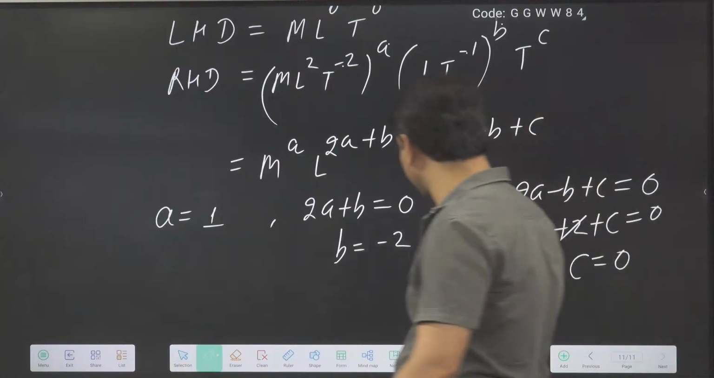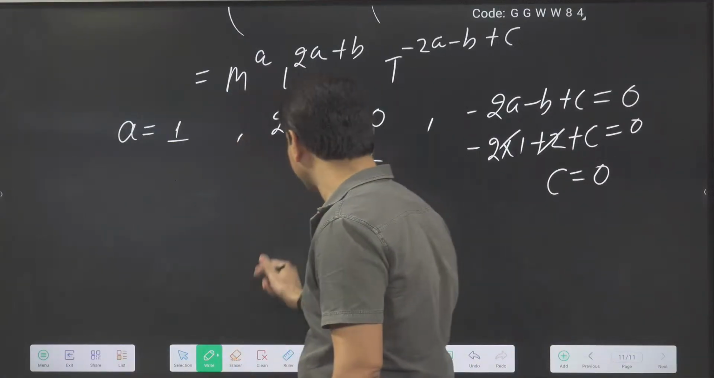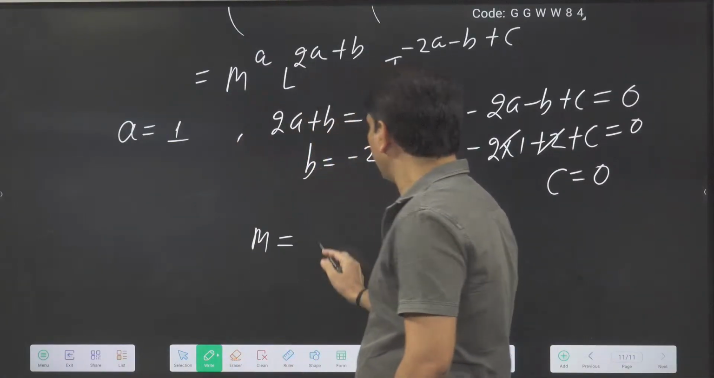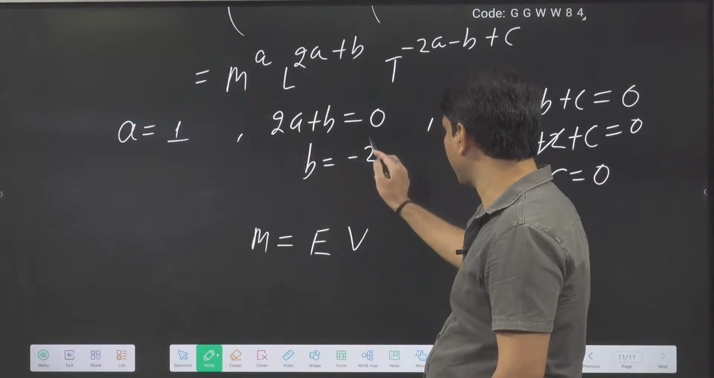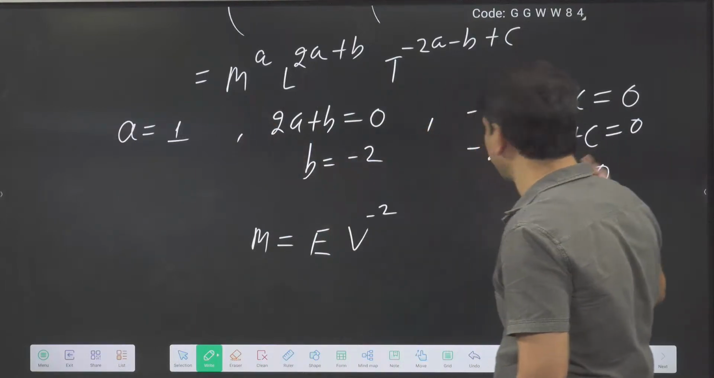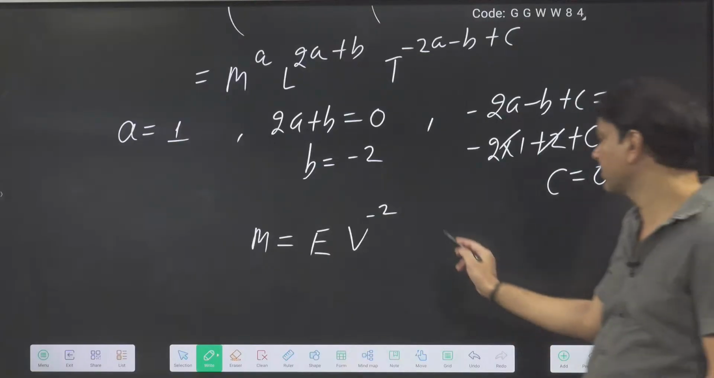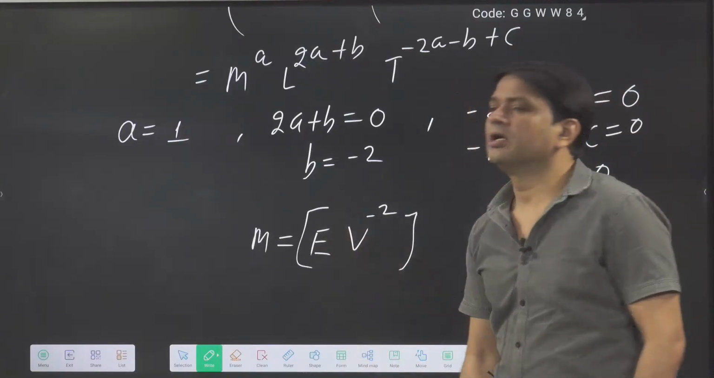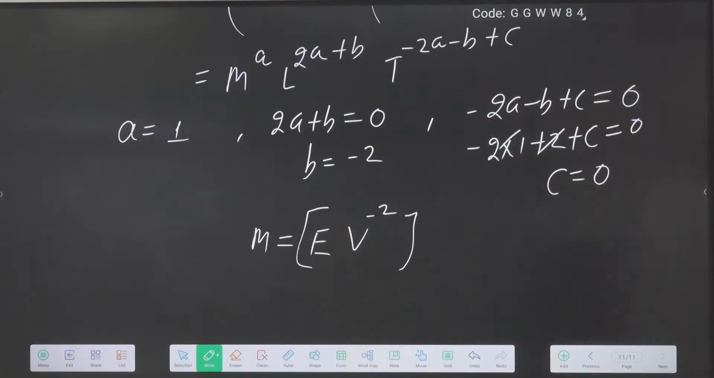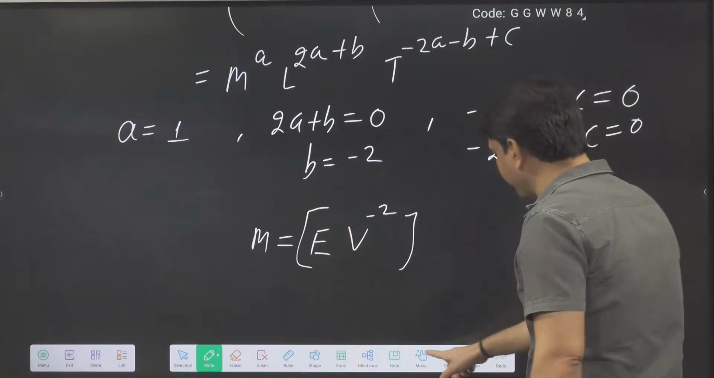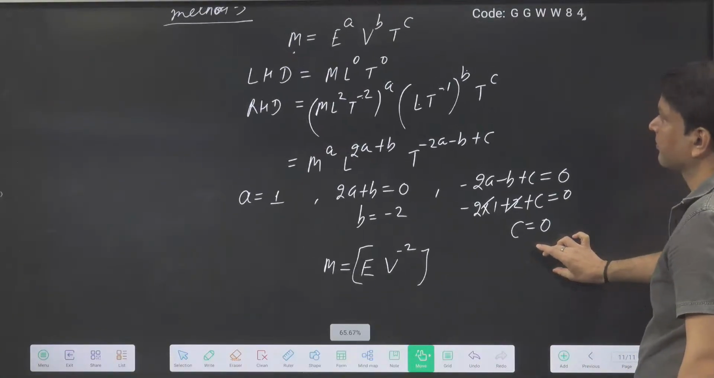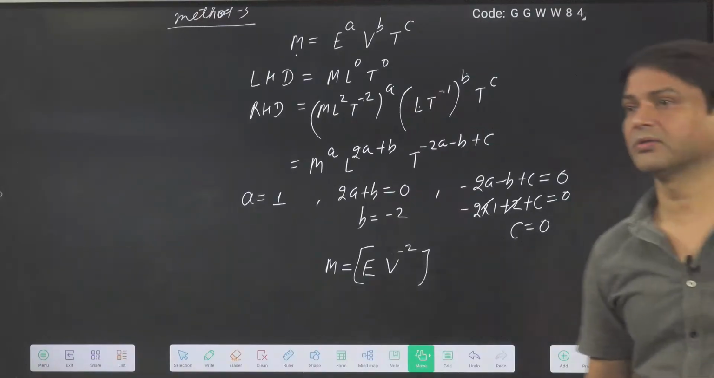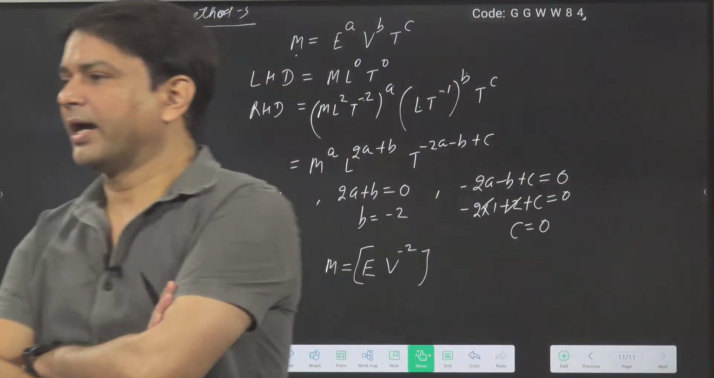Now what is the dimension you got? Dimension of M is energy to the power A, so energy to the power 1, velocity to the power B, minus 2, T to the power 0. So the dimension I got is E V minus 2. Any method you are comfortable with, you can follow. This you have to know, because some questions we will do by using this method later in the application of dimensions. Okay, anybody has a doubt?